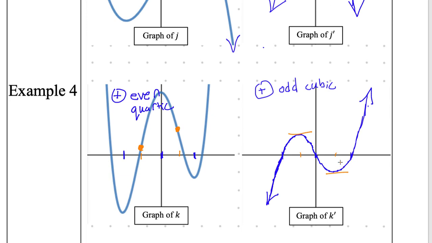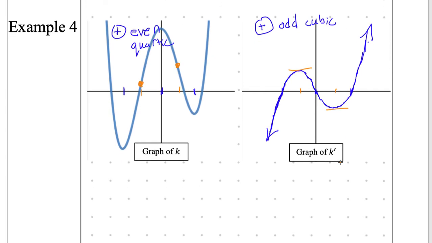Those are relative extremum. We're good. You guys think you got it? All right, let's try for the homework.